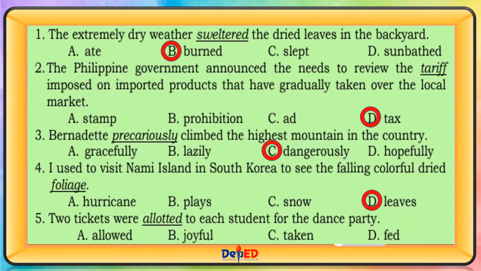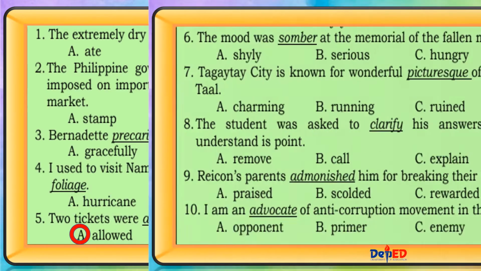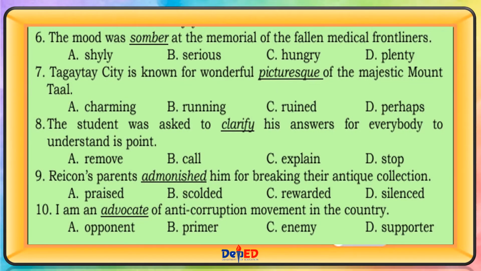Two tickets were allotted to each student for the dance party. The answer is letter A, allowed. The mood was somber at the memorial of the fallen medical frontliners. The answer is letter B, serious. Tagaytay City is known for wonderful picturesque of the majestic Mount Taal.